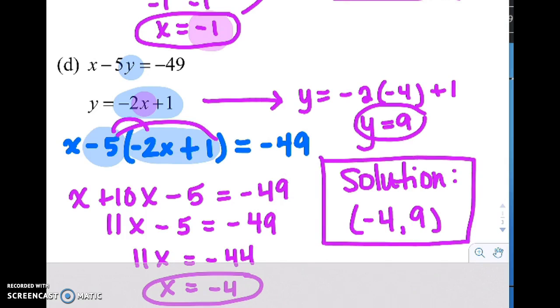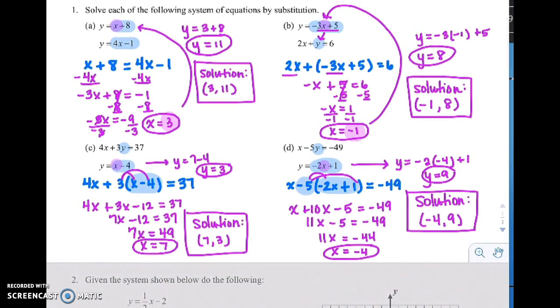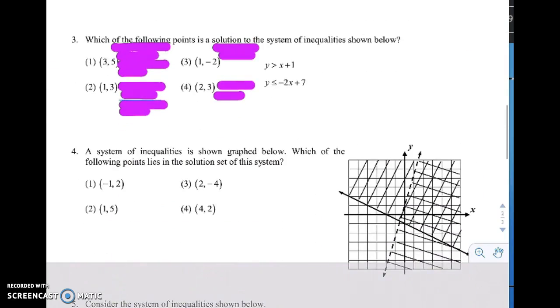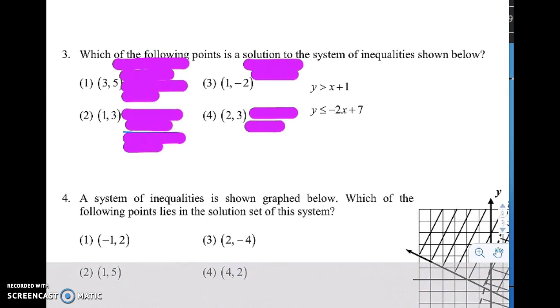All right, I want to quickly go to the back of this sheet now. If you need to pause it, I'll leave it here for a second. You could press pause to copy more information down that you need right now. Otherwise, we're moving on to number 3. It says, which of the following points is a solution to the system?